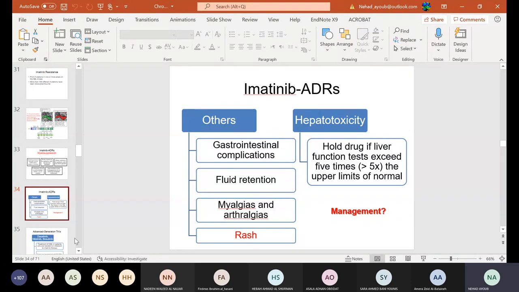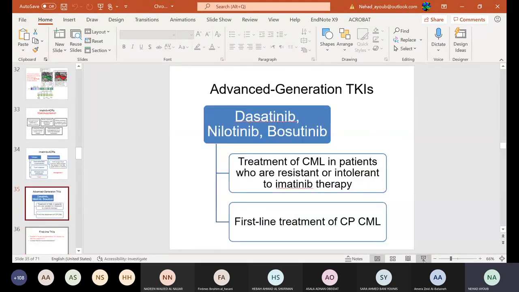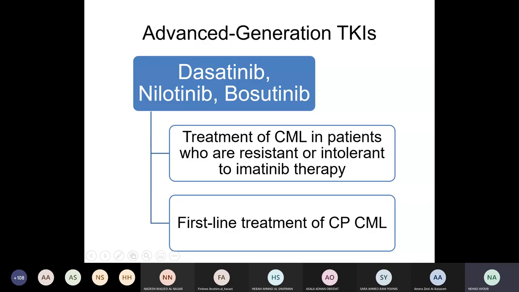هلا احنا حكينا انه imatinib was the very first BCR-ABL inhibitor, tyrosine kinase inhibitor. Other drugs were introduced to the market as BCR-ABL inhibitors after imatinib, okay? So we have actually second generation TKIs. We have mainly three drugs in this group, dasatinib, nilotinib, and bosutinib. هدول عبارة عن second generation tyrosine kinase inhibitors. They are more potent than imatinib, okay?